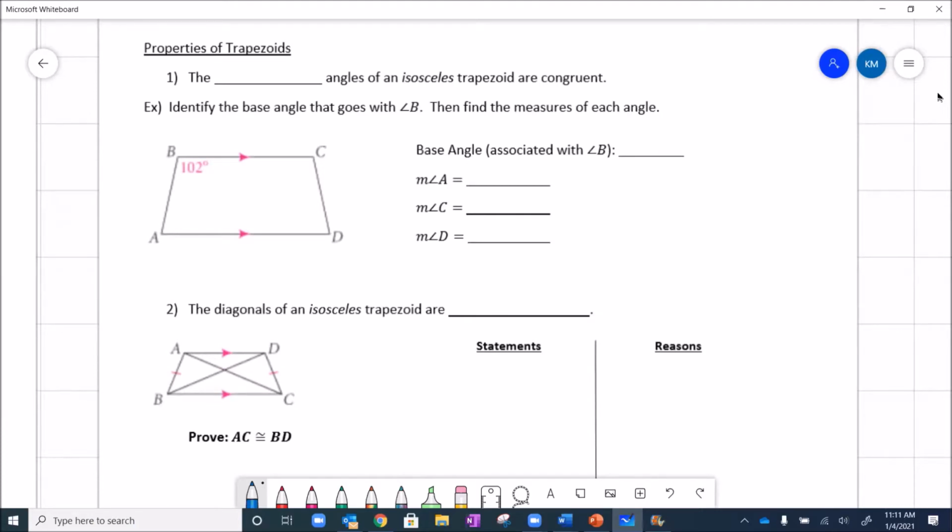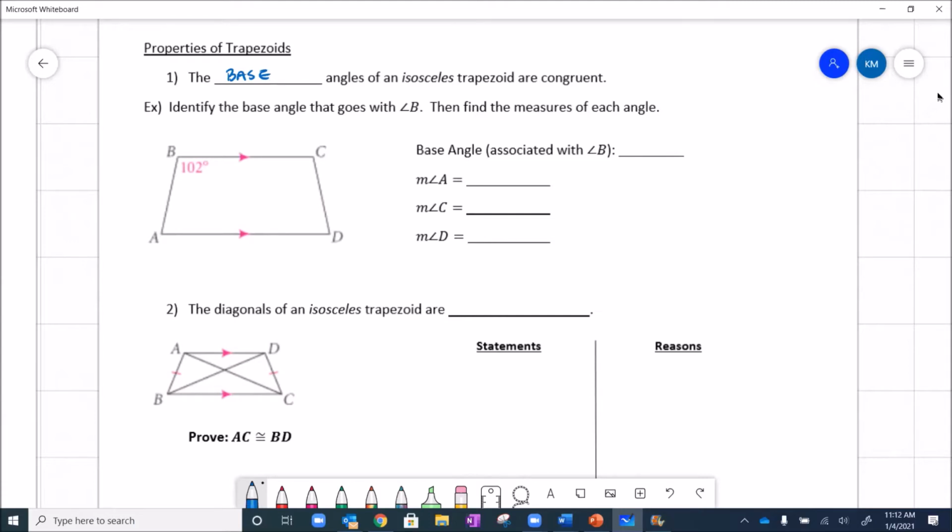Okay, in a trapezoid, the base angles of an isosceles trapezoid are congruent. So in an isosceles trapezoid, the base angles are congruent. So in this example, they want us to identify the base angles that go with angle B, then find the measures of each angle.